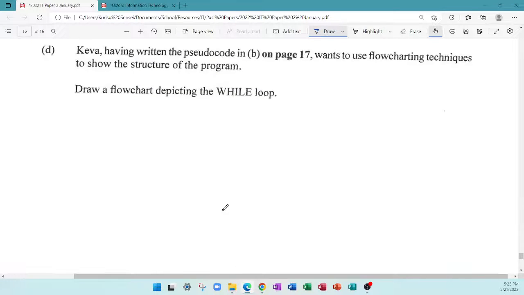Good. So our final question for the paper. Kiva has written the pseudocode on page 17, wants to use the flow charting techniques to show the construct of the program. Draw a flow chart depicting the while loop. So notice they only want the while loop. Yes, Keela. Sir, you can draw and we can tell you what to draw.